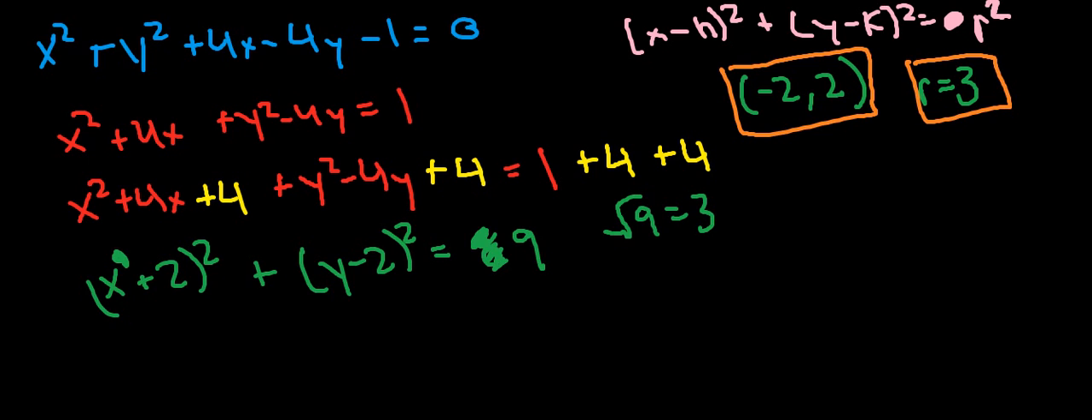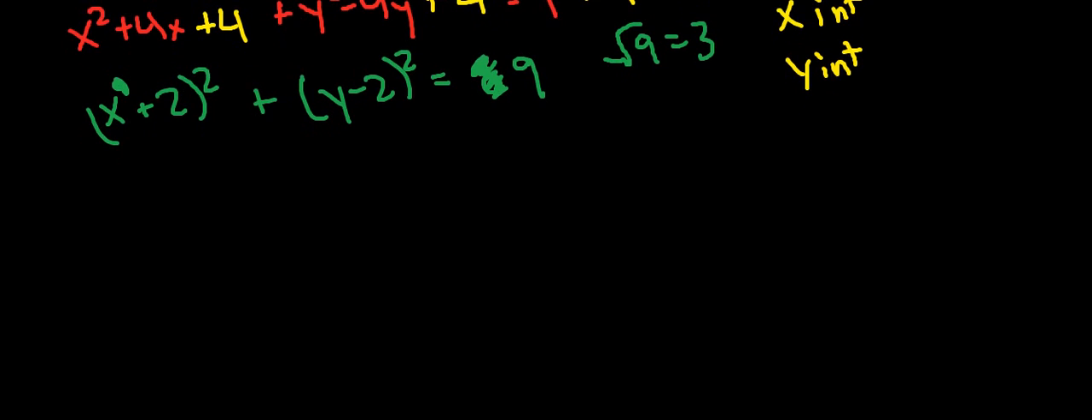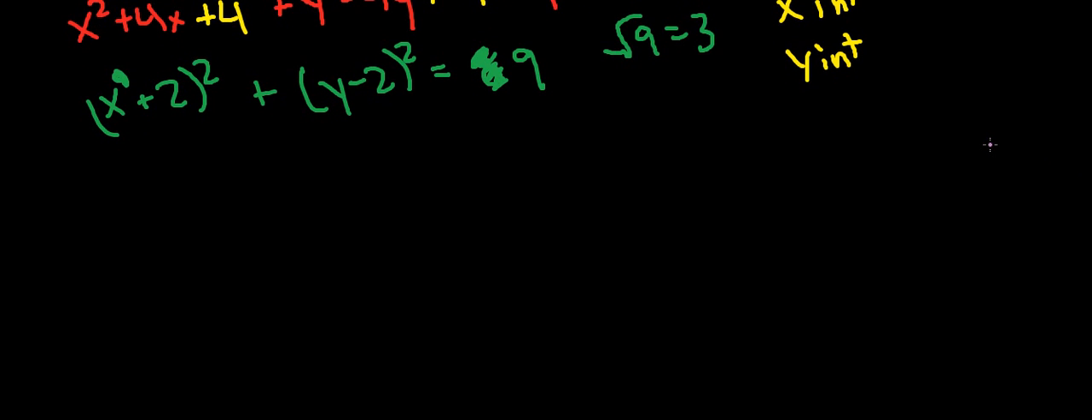Now we're going to go and find the x-intercepts and the y-intercepts. And this is going to be the part that's going to get a little bit tricky. So let me pick a different color. Alright. So let's find the x-intercepts first. If we're going to find the x-intercepts, the y is going to be equal to 0.